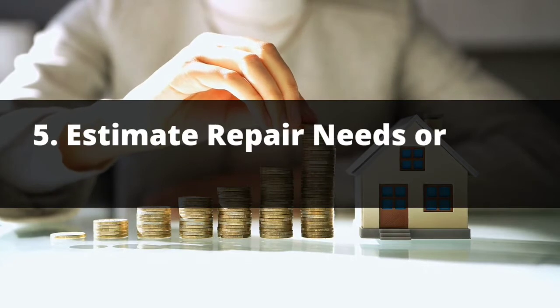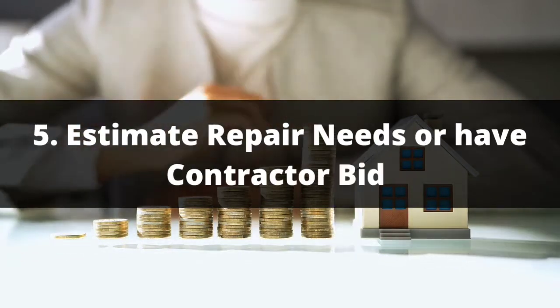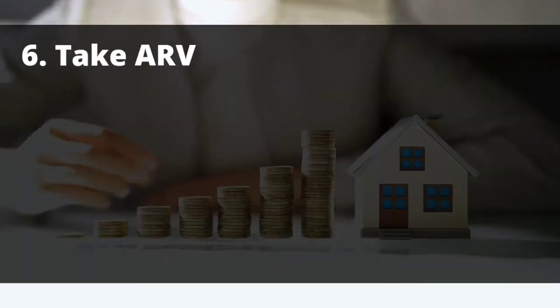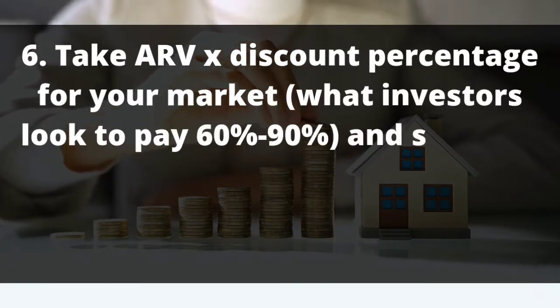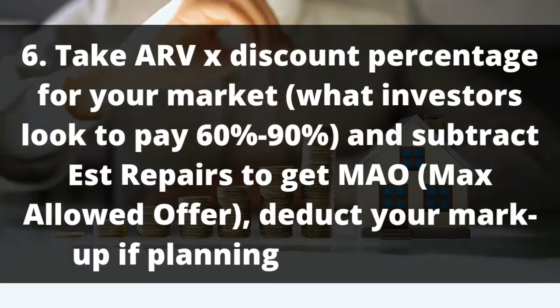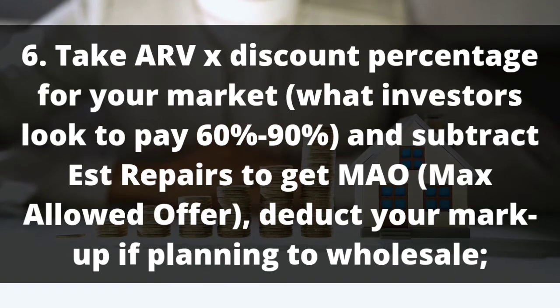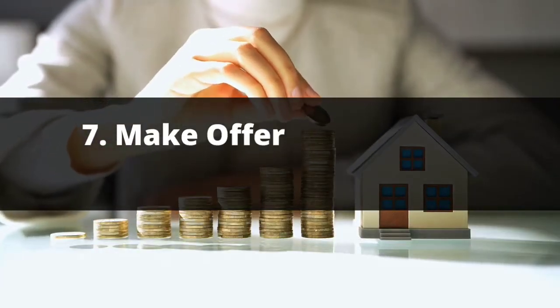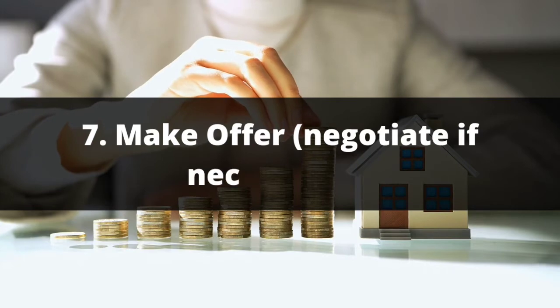5. Estimate repair needs or have a contractor bid. 6. Take ARV times the discount percentage for your market. What investors look to pay is 60% to 90%, and subtract estimated repairs to get MAO, or max allowable offer. Deduct your markup if planning to wholesale. 7. Make offer, negotiate if necessary.